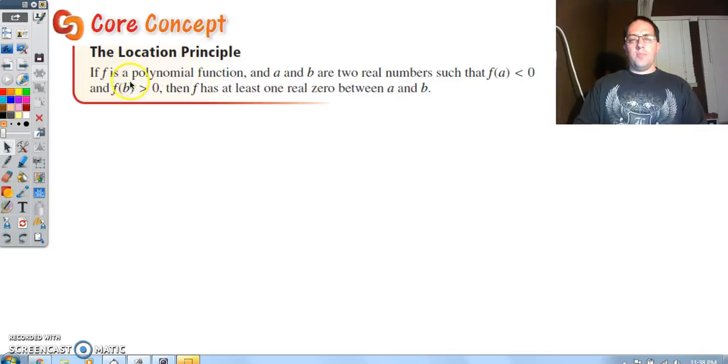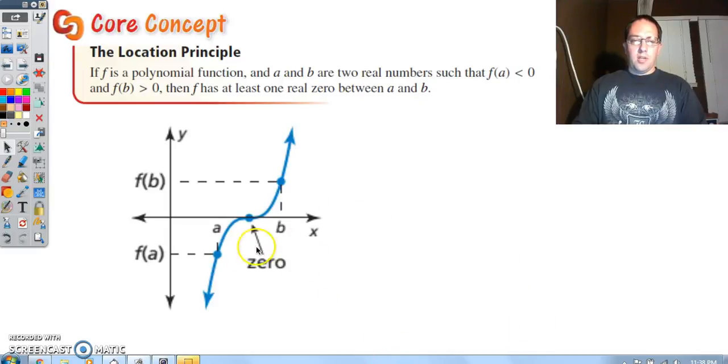And what the location principle says is that if you have some polynomial function with a and b that are real numbers, such that f of a is less than 0 and f of b is greater than 0, then the function will have at least one 0 between a and b. And what they said is really complicated, the way they said it. What this basically comes out to is this.